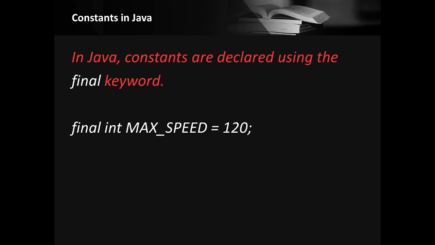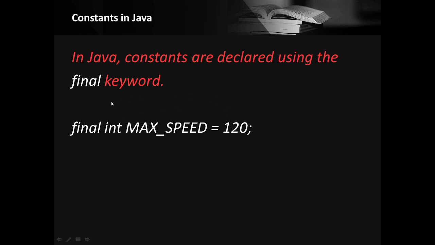What are constants in Java? Sometimes you may need a variable whose value shouldn't change throughout the program. For this, we can use a constant. In Java, constants are declared using the final keyword. For example, I have written here final int MAX_SPEED = 120. This line declares a constant named MAX_SPEED. Once a constant is assigned a value, it can't be changed. By convention, constant names are written in all uppercase letters.